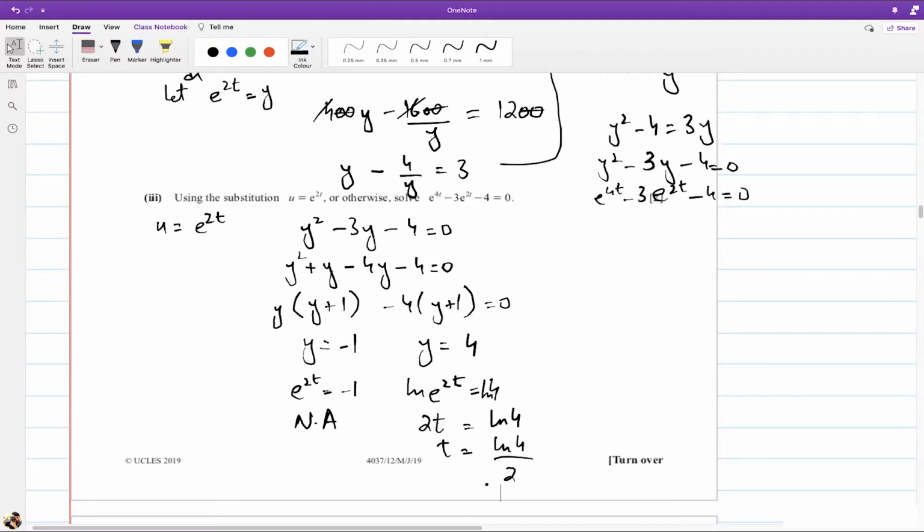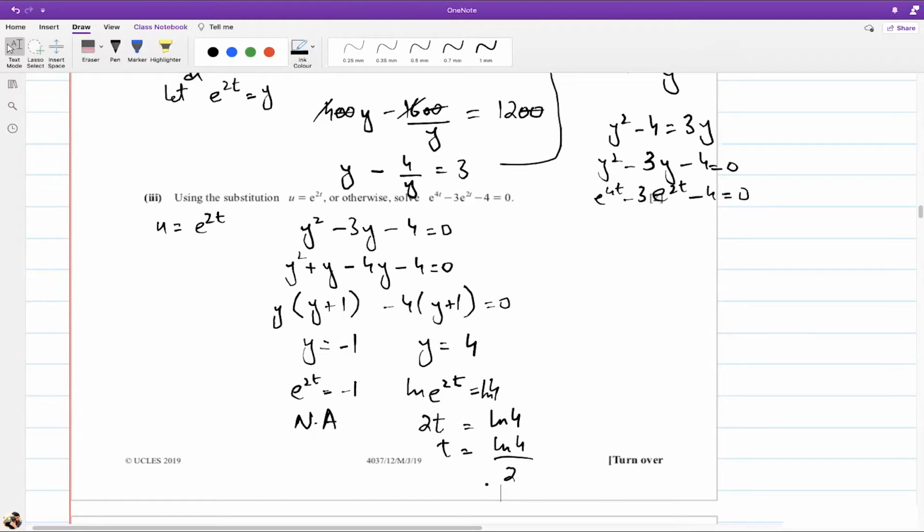All right. Sir, why is the first one not valid? Because e is a positive number. A positive number to any power is a positive number. You can't get a negative number out of that.